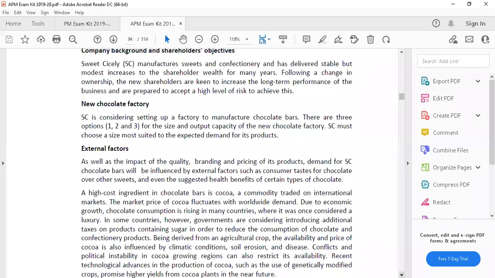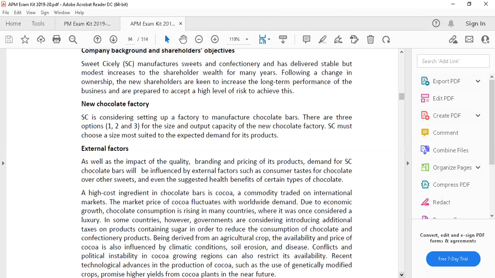The content goes like this. Sweet Cicely manufactures sweets and confectionery and has delivered stable but modest increases to the shareholder wealth for many years. Following a change in ownership, the new shareholders are keen to increase the long-term performance of the business and are prepared to accept a high level of risk to achieve this. SC is considering setting up a factory to manufacture chocolate bars. There are three options, 1, 2, and 3 for the size and output capacity of the new chocolate factory. SC must choose a size most suited to the expected demand for its products.